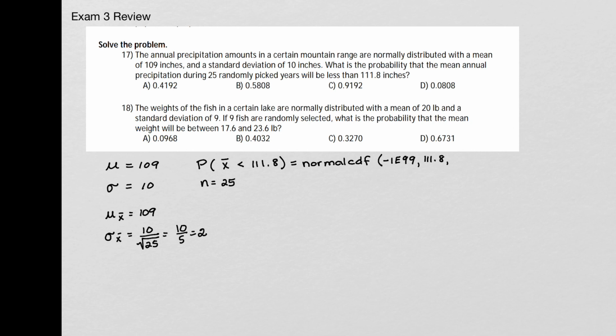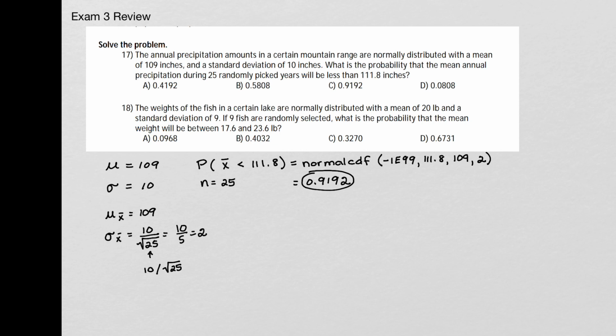So now I put in a mean of 109 and a standard deviation of 2, and when I calculate this, I get 0.9192. And that's my final answer for question 17. If this had not been a perfect square for the 25, then I would have just put it into the calculator as 10 divided by square root of 25 for sigma. Okay.